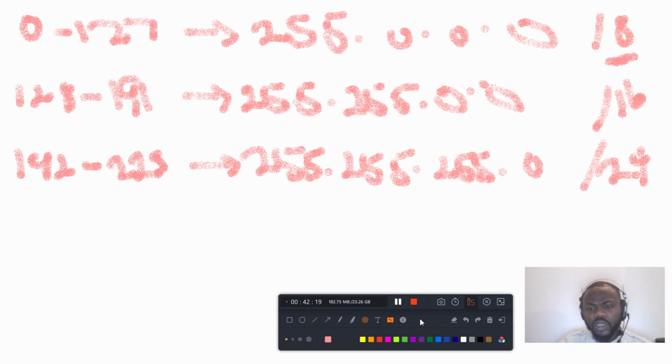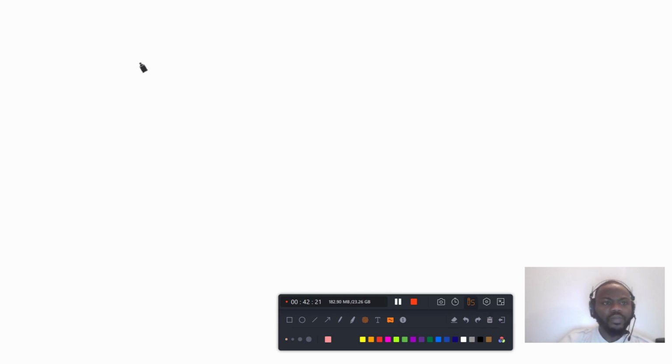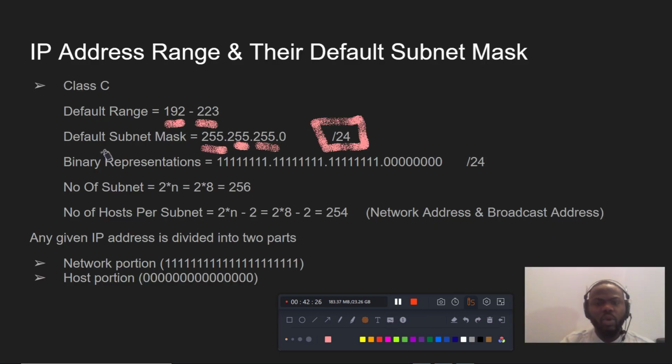So I'm going to just clear everything now. Let me go back and see what more to talk about. If you understand all these ones now, let's move to this. Remember, when you are doing IP subnetting, you want to calculate the number of subnets that you can create and the number of hosts you are going to have in that subnet. What do I mean by that?